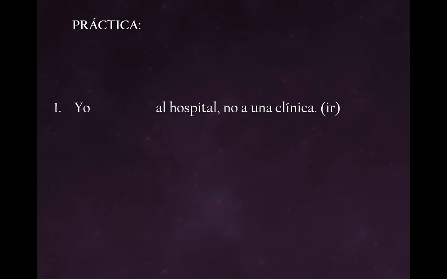Yo blank al hospital, no a una clínica. And then we have the verb ir, to go. So what are we trying to say here? Well, probably we want to say I would have gone to the hospital, not to a clinic. So I would have. Well, what would be the word would have? Well, we want the conditional form of the verb haber. So haber in conditional would be habría.